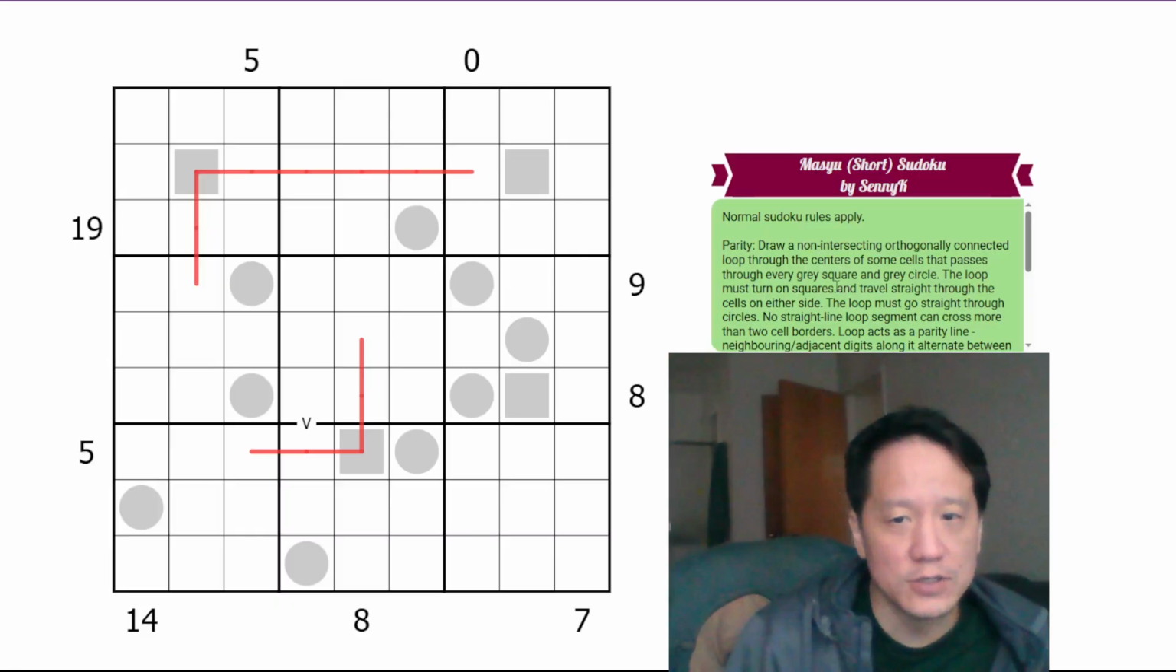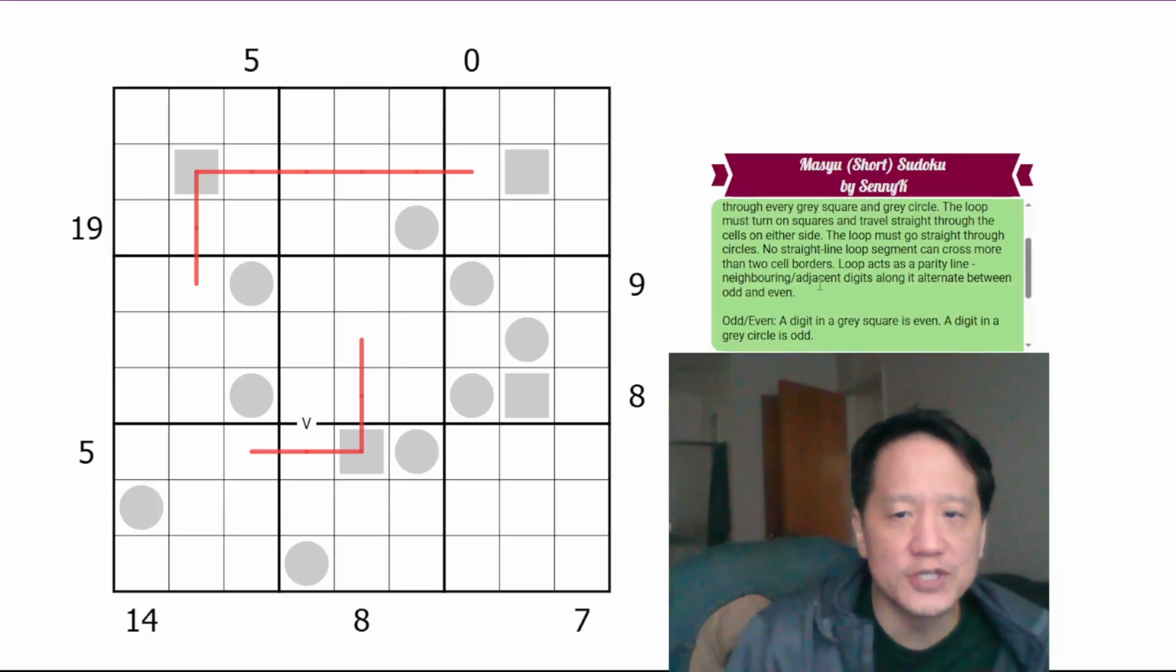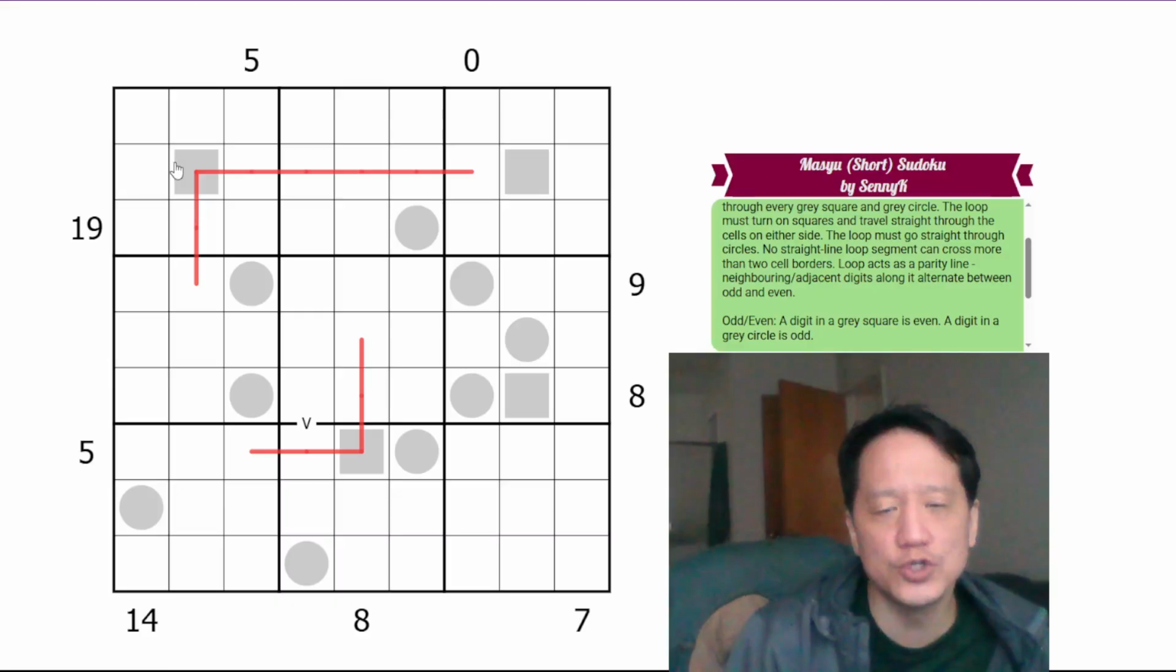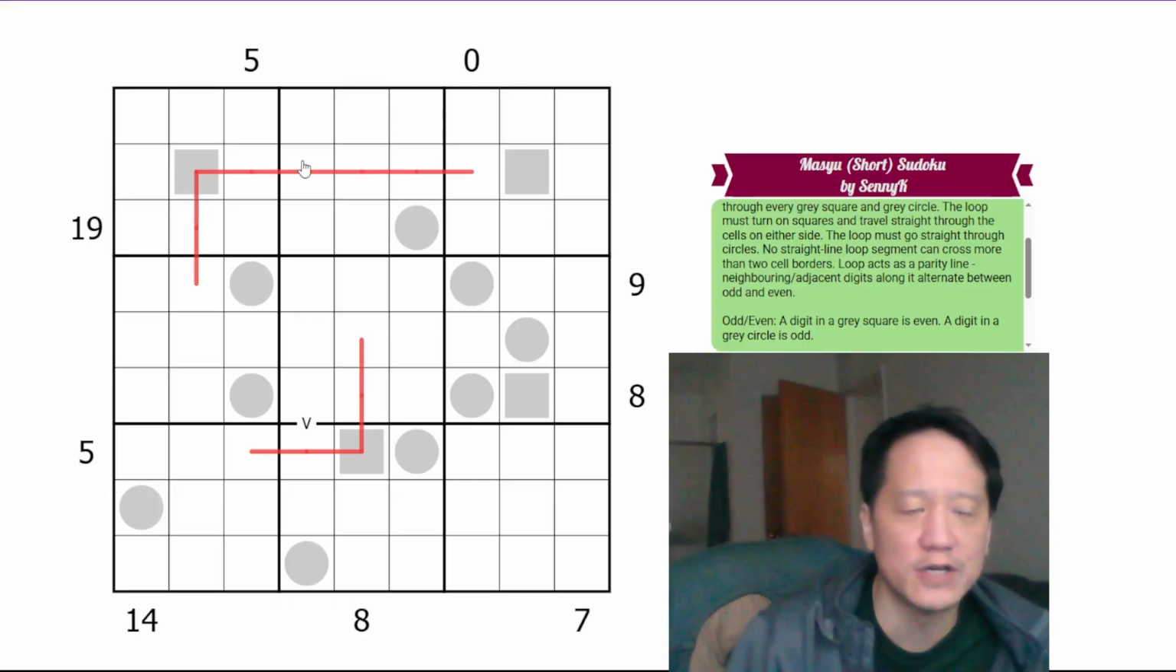The loop must go straight through circles. So through circles, you have to basically go straight through. You cannot turn on the circle, so you cannot do something like that. That's not allowed. And finally, no straight line loop segment can cross more than 2 cell borders. So this is actually not allowed because it's crossing through 5 borders: 1, 2, 3, 4, 5. You can only cross through 2 cell borders in a straight line.